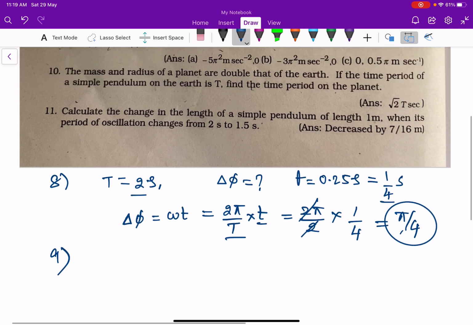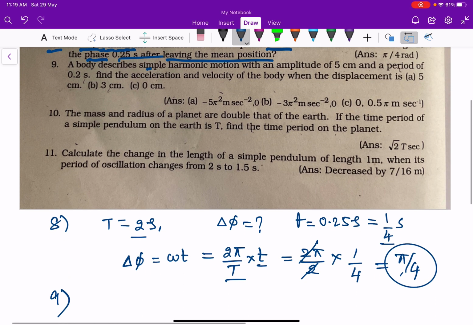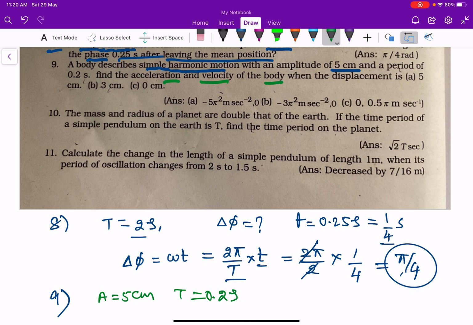Next, 9th one. A body describes simple harmonic motion with an amplitude of 5 centimeters and a time period T equal to 0.2 seconds. Find the acceleration and velocity of the body when the displacement is 5 centimeters, 3 centimeters and 0 centimeters. We need to find out acceleration and velocity.